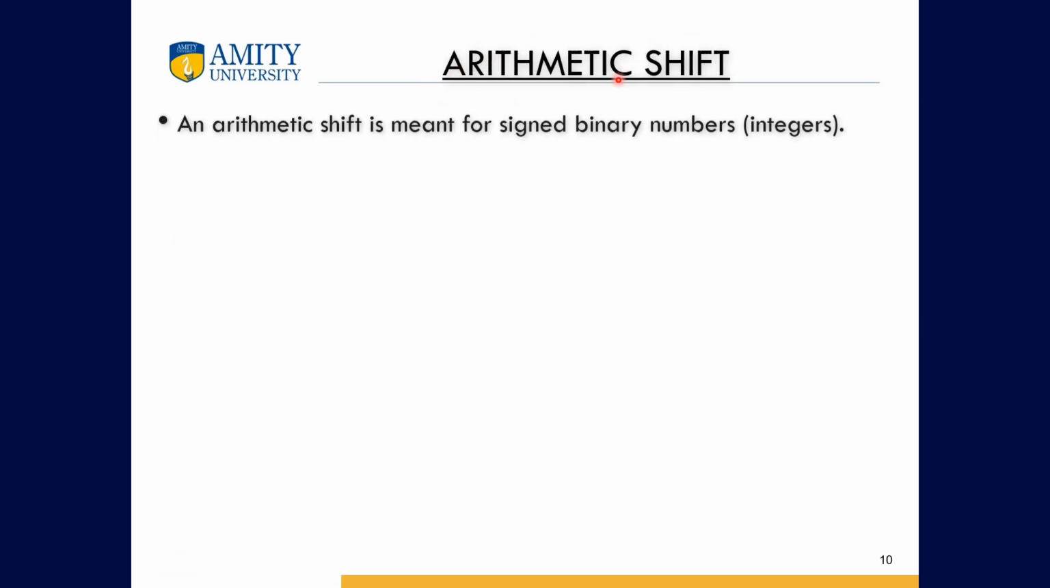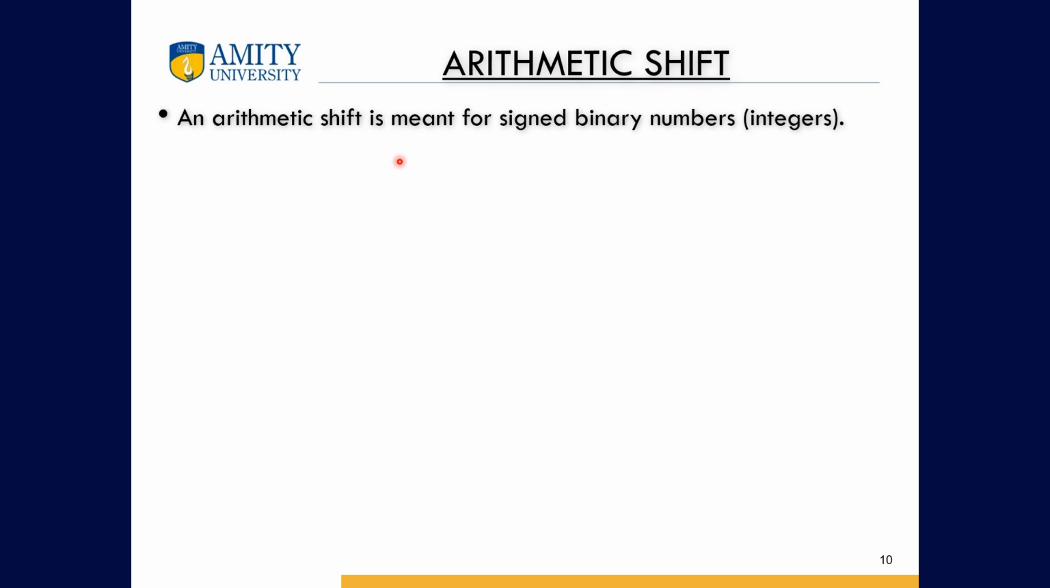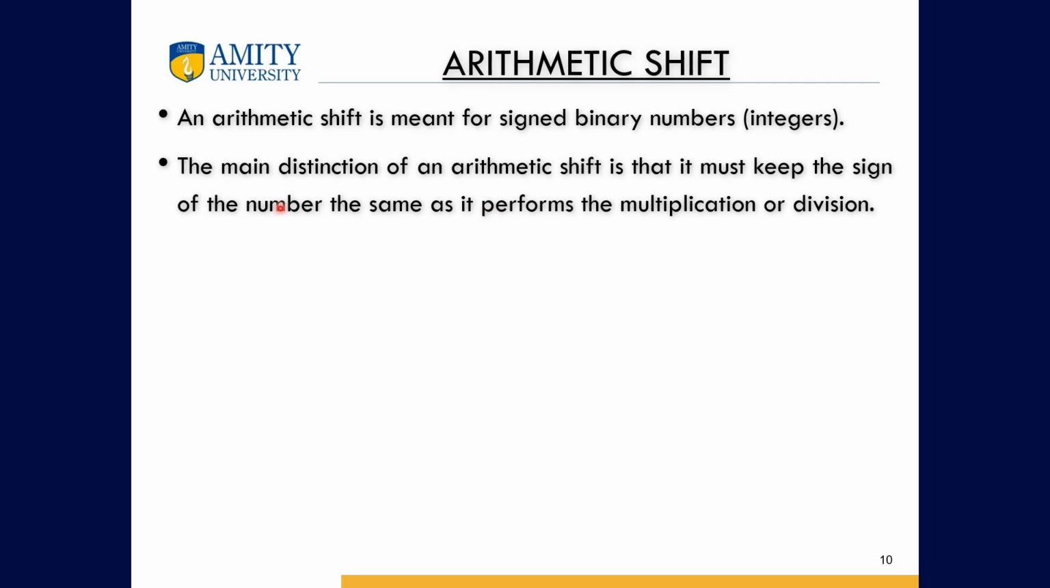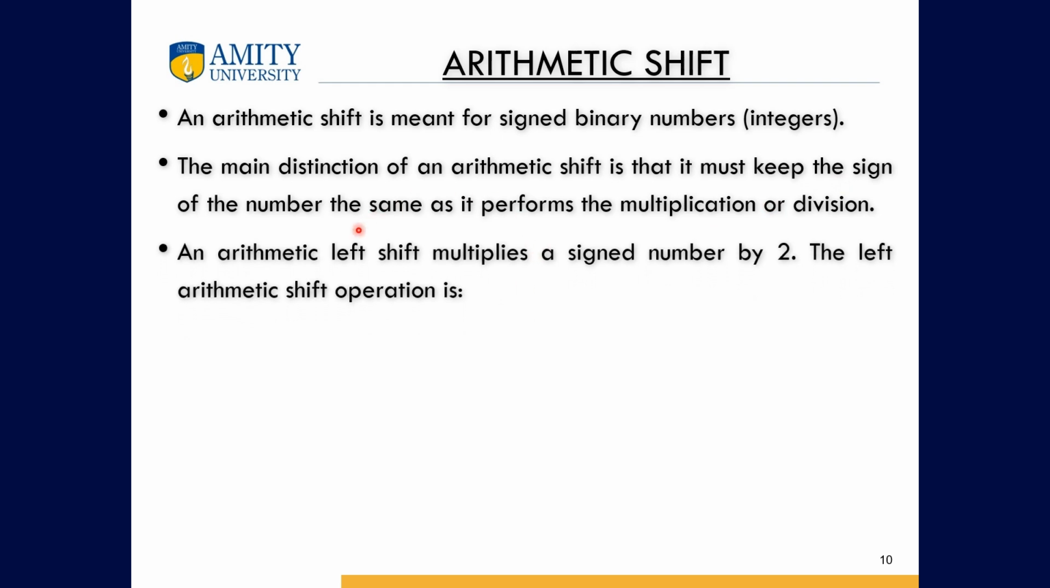Now we come to arithmetic shift. The arithmetic shift is meant for signed binary numbers, or you can say integers. The main distinction is that the arithmetic shift must keep the sign. So whenever an integer has a sign, the arithmetic shift will keep the sign of the number the same when it performs multiplication or division. What the arithmetic shift does is it multiplies or divides the number.